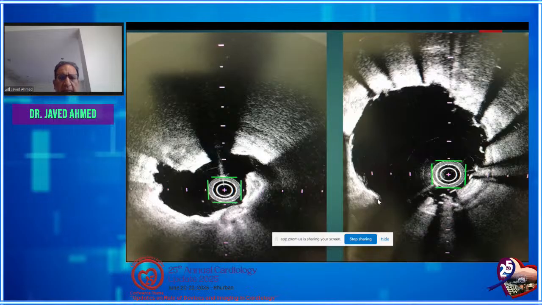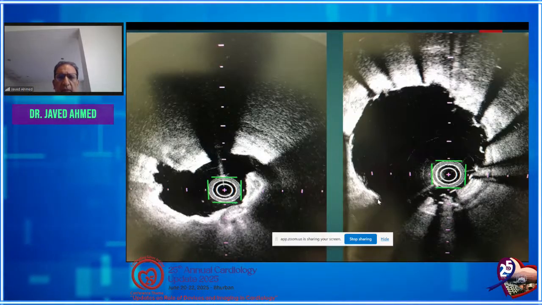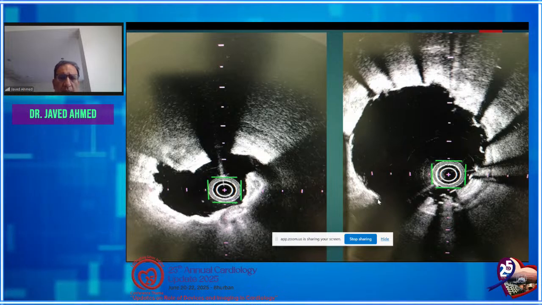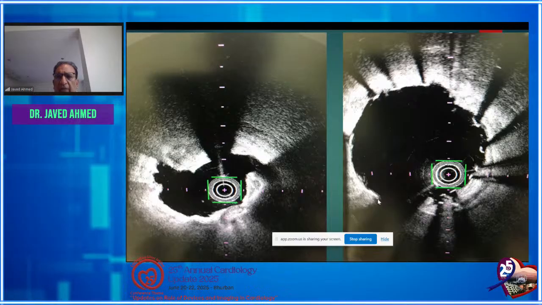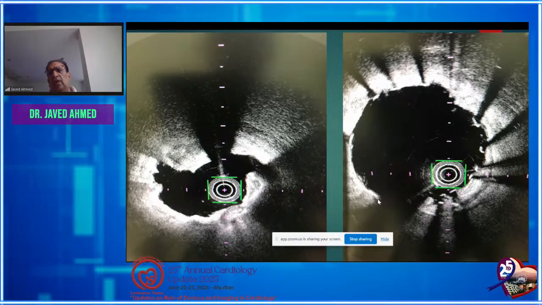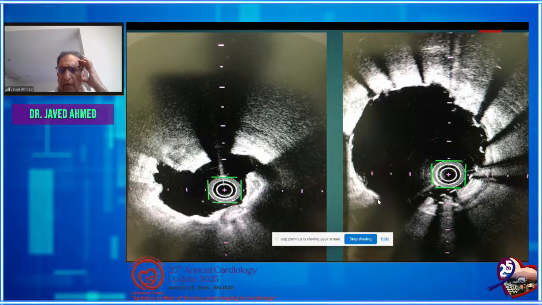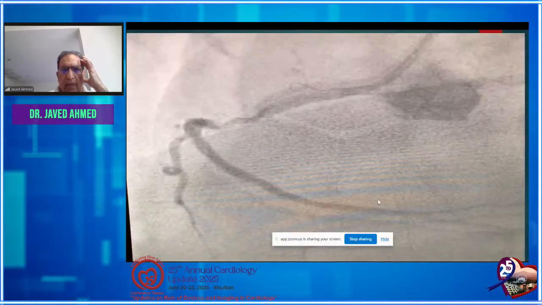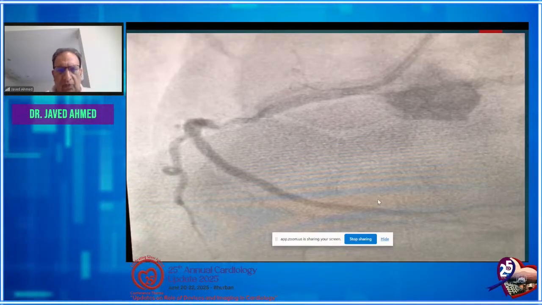And this is an example of a case which I did with IVL, where you could see the cracks, and then after the stent insertion on intravascular imaging, the stent looks fully expanded.